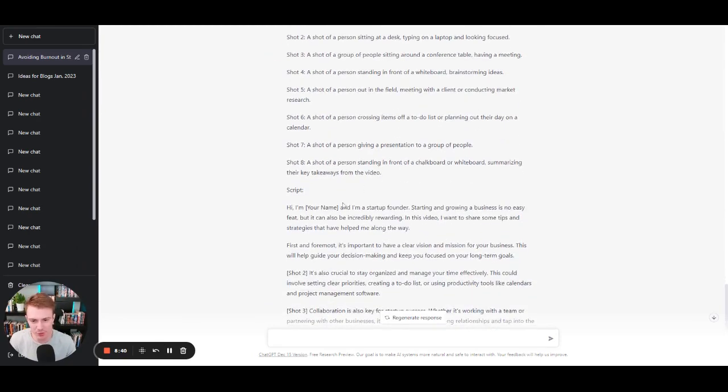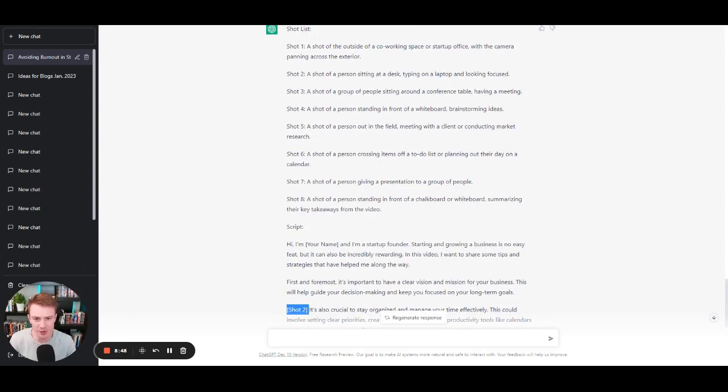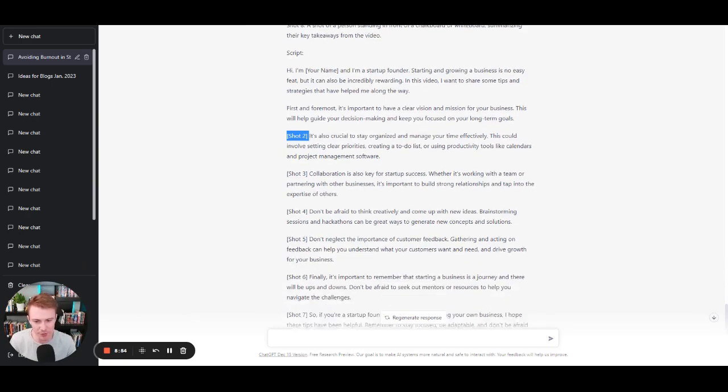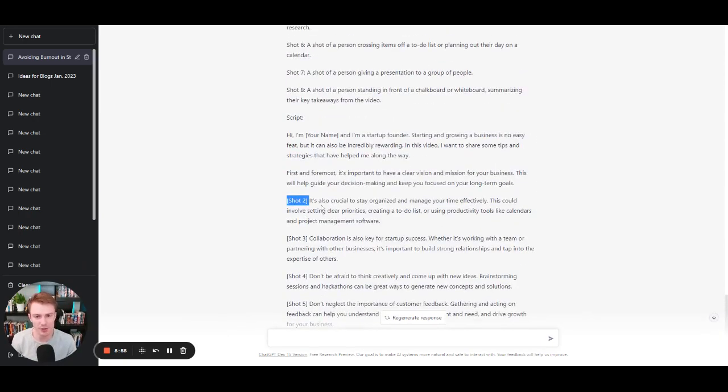And now it goes down into the script. And these are all the things that I should be saying. And then look, right here it includes, okay, now move to shot 2, which we can see what that is, a shot of a person sitting at a desk, typing on a laptop and looking focused. And then it says, go to shot 3, shot 4, shot 5. So it's really cool to see how it's structured this script.